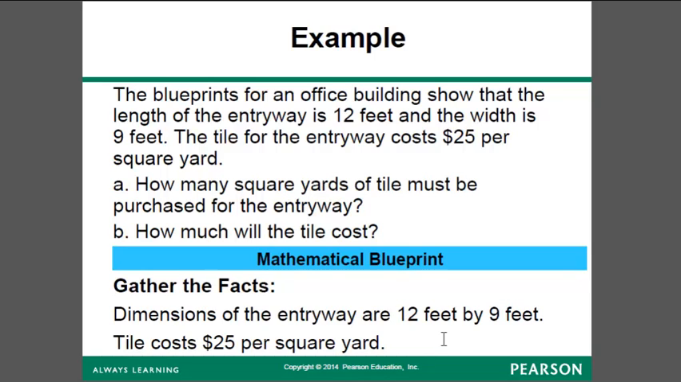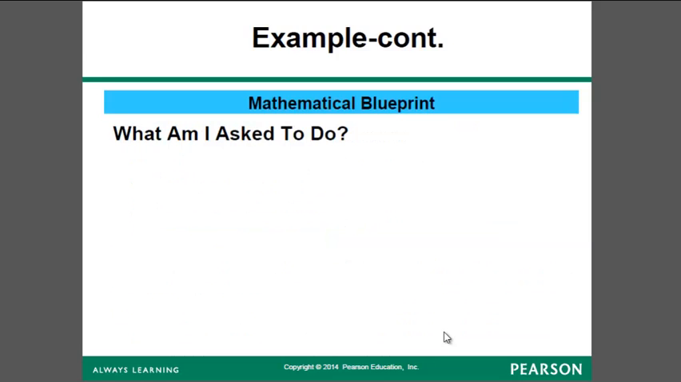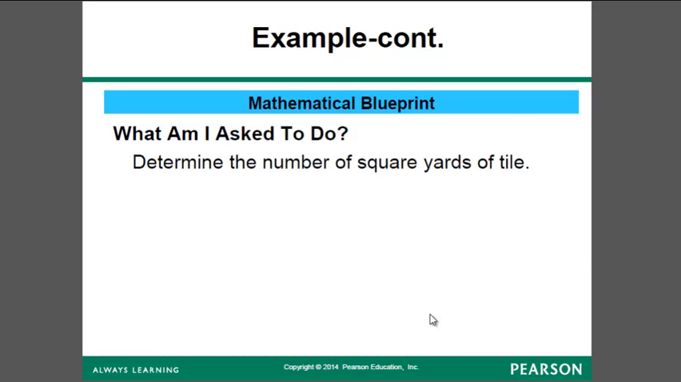The second step of a mathematical blueprint, we ask ourselves, what am I asked to do? In other words, what are the questions asking? The first question asked us to determine the number of square yards of tile. The second question asked us to find the total cost for the tile. Okay, so those are my two questions that I'm being asked to do.